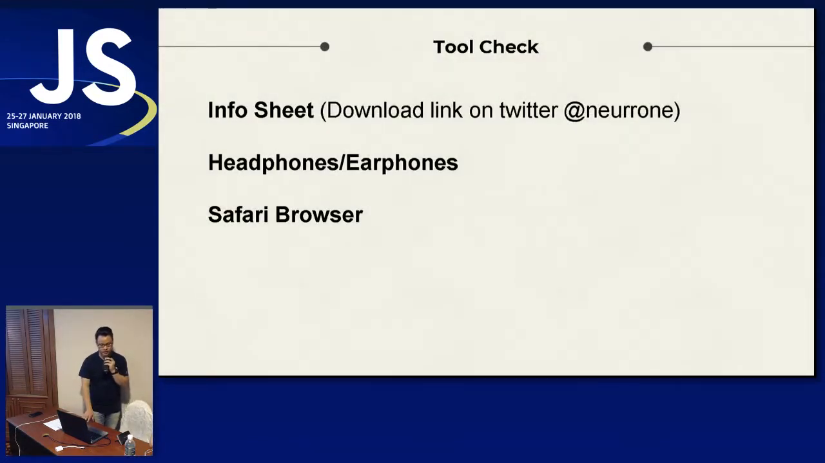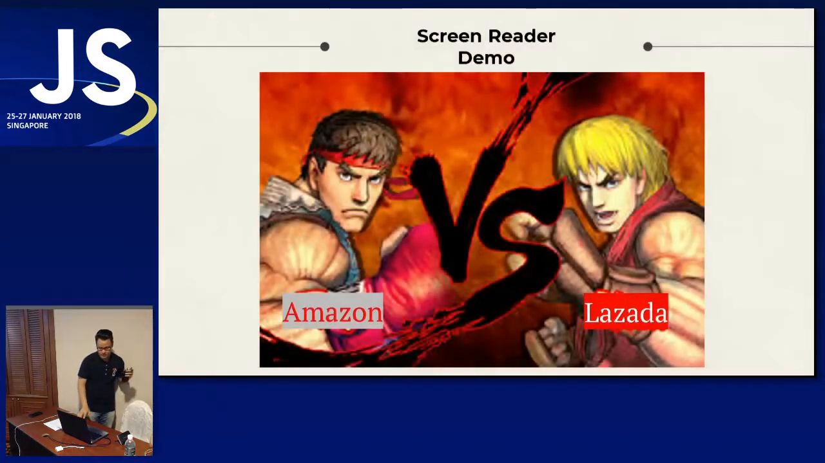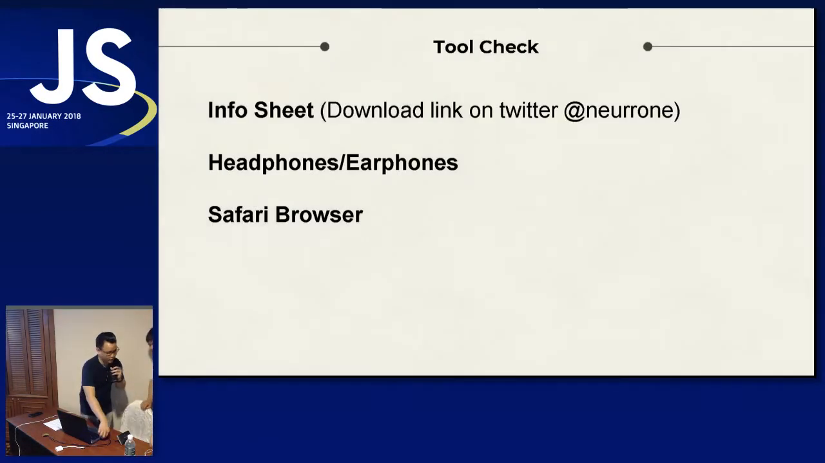The next step is also, I think, we want to have a tool check. So you should have your headphones with you. I think we'll use the Safari browser. And there will be an info sheet with a bit of keyboard shortcuts as well. Do you have that on your Twitter already? Yeah, I'll post it. So this is Dixon's Twitter account. He will pin a post with the download link to this info sheet. So just give us a minute for Dixon to post this on Twitter.